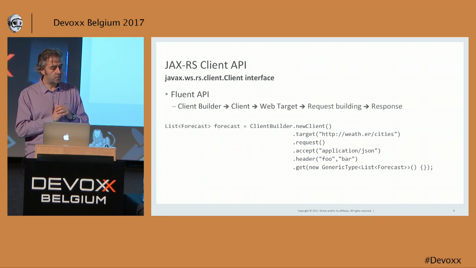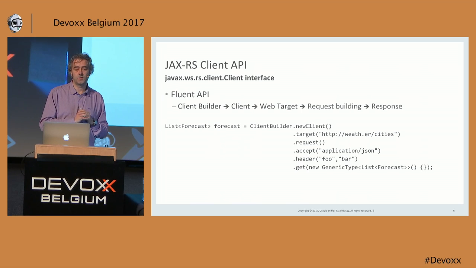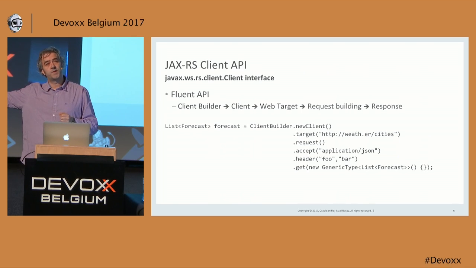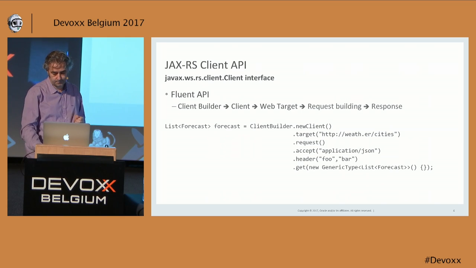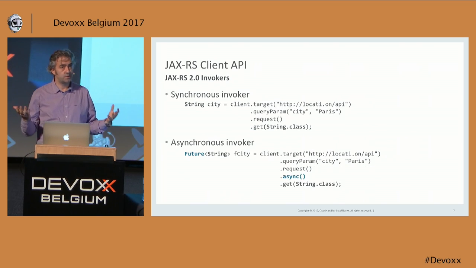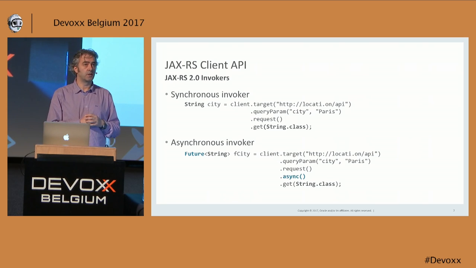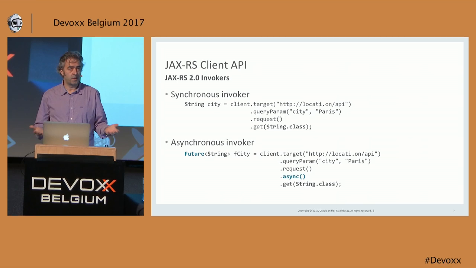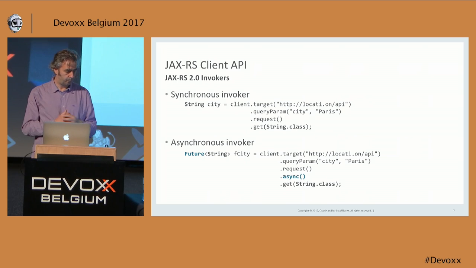The thing is that in this code, this is a blocking call. As soon as you do the GET, your method will not return until the remote endpoint has sent the result back. This is so because we are using the default invoker, which by nature in JAX-RS 2 is blocking. It's a synchronous invoker. So in the first example, I'm not specifying any invoker, so that's a blocking call.